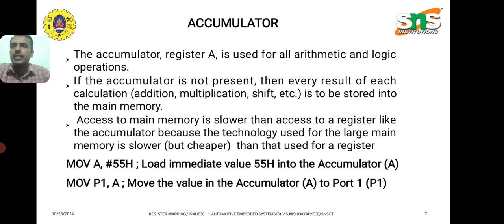Accumulator. The accumulator register A is used for all arithmetic and logic operations. If the accumulator is not present, then every result of each calculation is to be stored into the main memory. Access to main memory is slower than access to a register like the accumulator because the technology used for the large main memory is slower than that used for a register. For example, MOV A, #55H. That is nothing but we are loading the immediate value 55H into the accumulator.